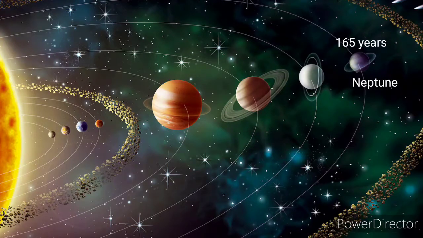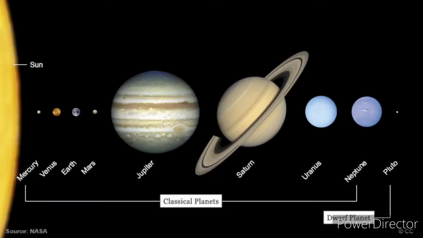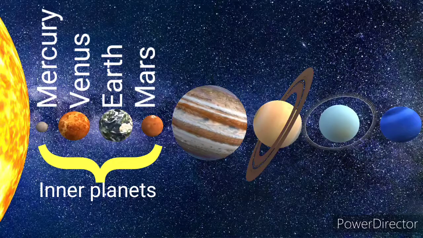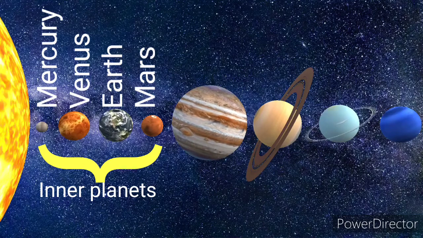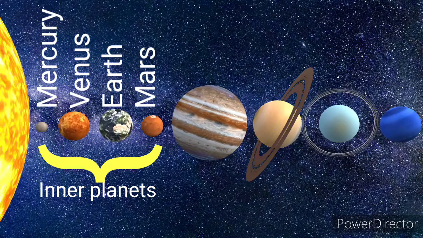Neptune, the farthest planet from the Sun, takes 165 years to complete one revolution around the Sun. According to the International Astronomical Union, Pluto is no longer called a planet as it does not have sufficient mass. Pluto को planet नहीं माना जाता because दूसरे planets के comparison में it's very small, so it is called a dwarf planet. The 4 inner planets, Mercury, Venus, Earth and Mars, have rocky surface.